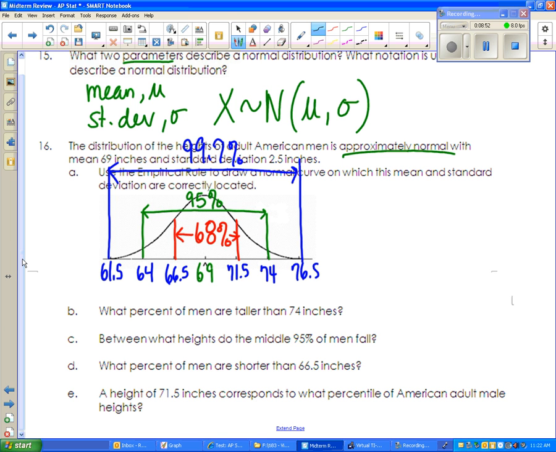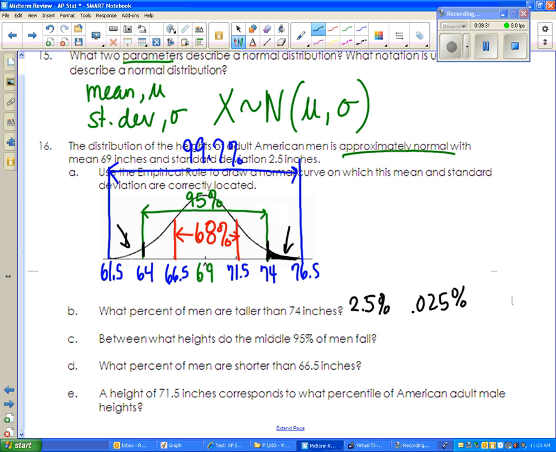So it says what percent of men are taller than 74 inches? So let me use the black. Taller than 74 inches would be this area right here. And if I'm going to find that area, I want to think about all of the values from my empirical rule. So I know that for example, from here to here is 95% of the data. So I'm basically looking at the top tail. That means that 5% of my data would fall either here or here. And if I'm just interested in the top half, I'm going to cut that 5% in half. And so I know it's going to be 2.5% or 0.025.